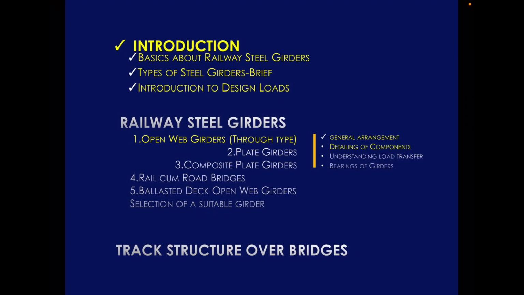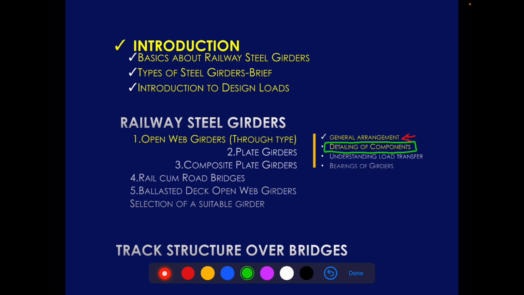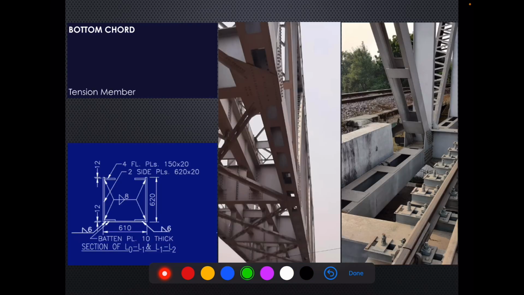So far we have understood the general arrangement of open web girders. Now let's begin the detailing of components. Now we will see the major components of open web girders in detail. To begin with, let's start with the bottom chord. This is a bottom chord segment. This is also bottom chord.